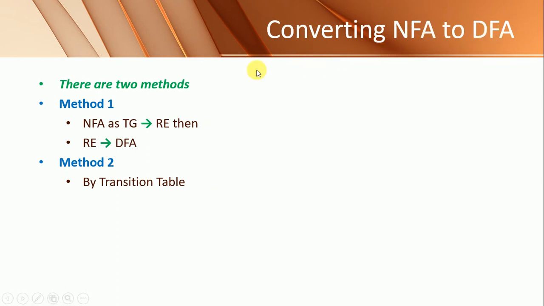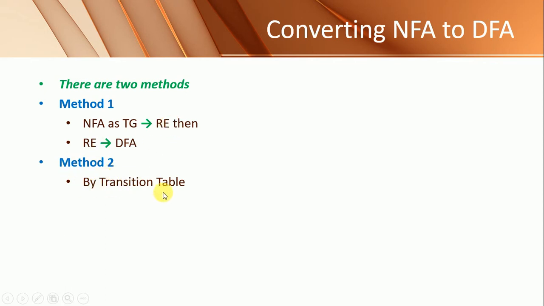Converting NFA to DFA. There are two methods to convert an NFA to a DFA. In the first method, the NFA is a transition graph. The NFA is converted to a transition graph. Then the transition graph is converted to a generalized transition graph, which is a simple regular expression. Then the regular expression is converted to a DFA, deterministic finite automata. The second method is very easy, which we are going to discuss in this lecture.